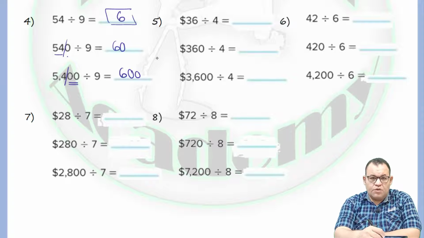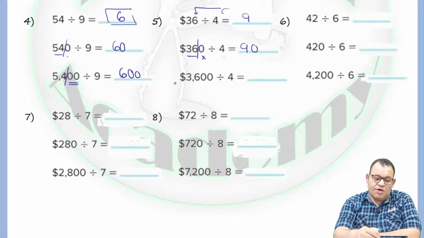36 divided by 4. The number that we multiply by 4 to make the answer equal 36 is 9. Now we have 360 divided by 9. We can divide 3 by 4? No, so I will take 36. 36 divided by 4, we just find it, equals 9. Still we have one zero, so I'll put one zero in the answer. Don't start from the right.